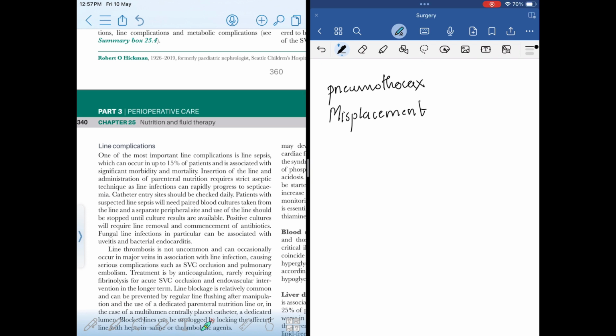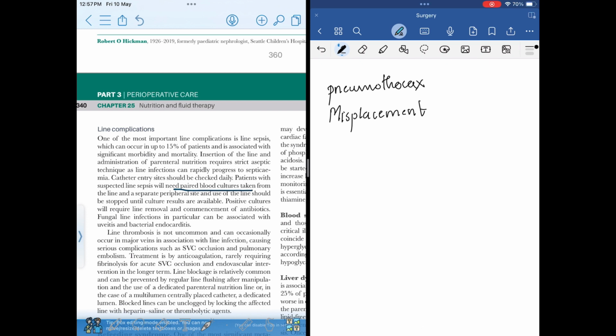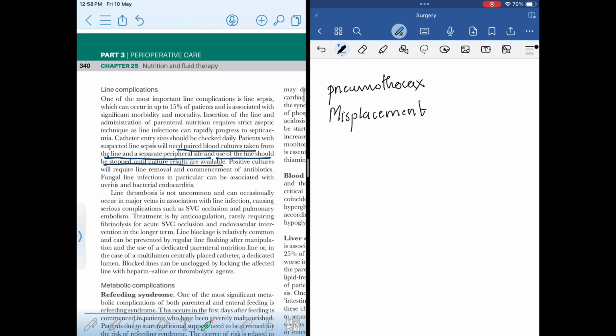Now line complications. The most common complication is line sepsis, catheter related sepsis. This can occur in up to 15% of the patients, and it is associated with significant morbidity and mortality. In those patients with suspected line sepsis, what do we do? We take paired blood cultures from the line and from a separate peripheral site. And then the line use should be stopped until the culture results are available. If the culture is positive, then we will require a line removal and we have to commence antibiotics.